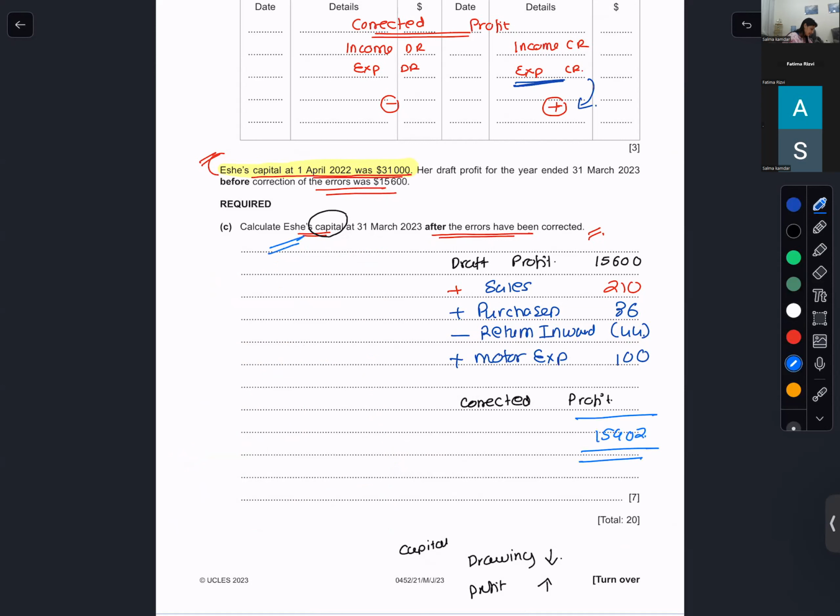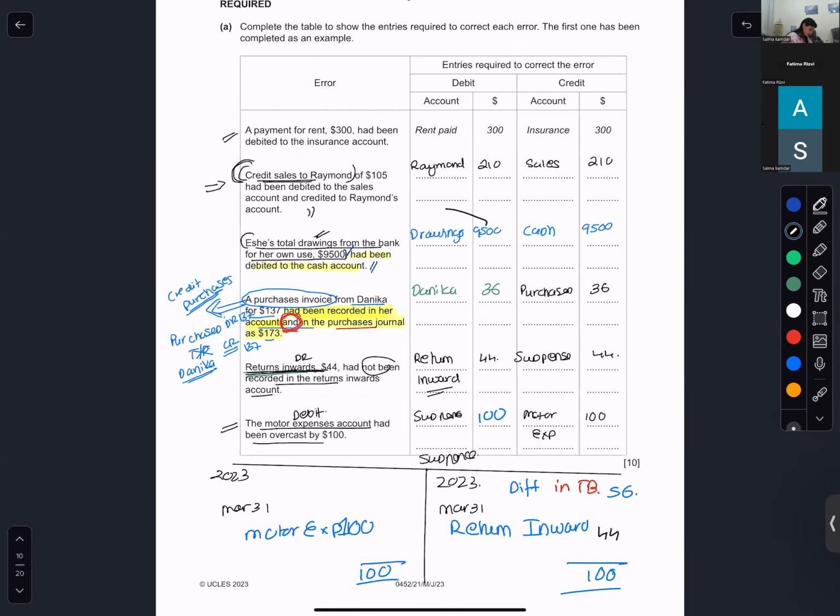I want Eshe's capital. How do you make the capital account? Drawings on the debit side, profit on the credit side. That's all we need for this question, right? And opening capital will be 31,000. We basically subtract the drawings and add the profit to the capital. Profit is 15,902. Drawings is 9,500.